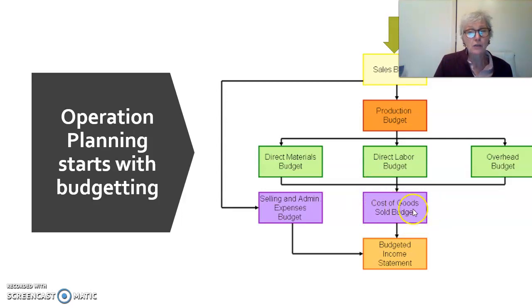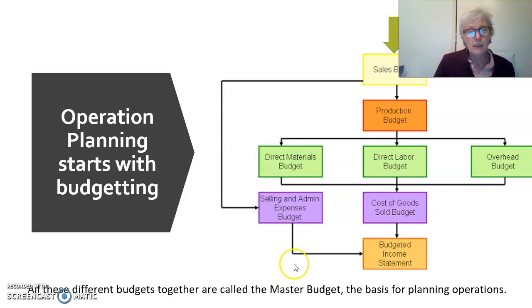Next to the costs of goods sold, a company also makes expenses on selling and marketing these products, all together in order to maybe forecast an income statement, forecast a profit in future. So all these different budgets are called the master budget and is the basis for planning operations.